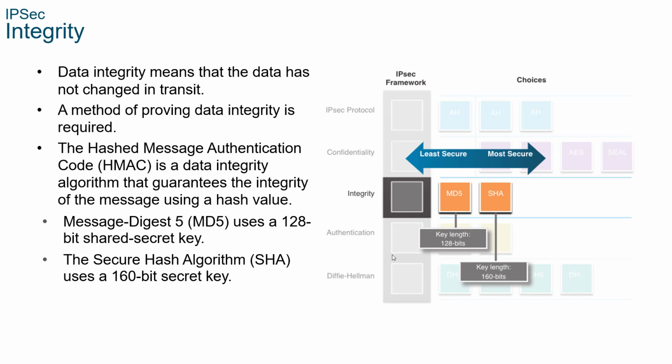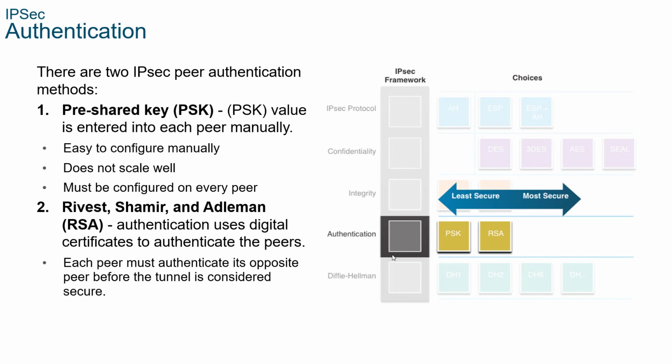Let's see. So then we've got the two types of IPsec peer authentication. We have the pre-shared key, PSK, very common. The value is entered into each peer manually. It is easy to configure, but it doesn't scale well, right? So if you need to set up several IPsec tunnels, you are not going to use a PSK.